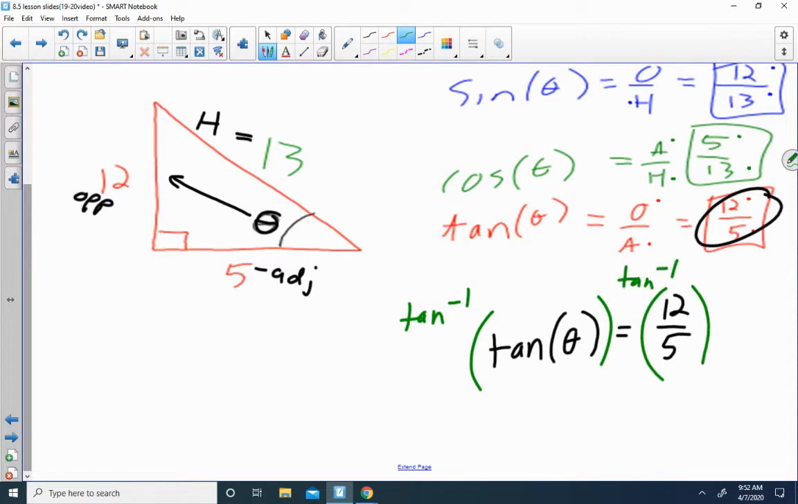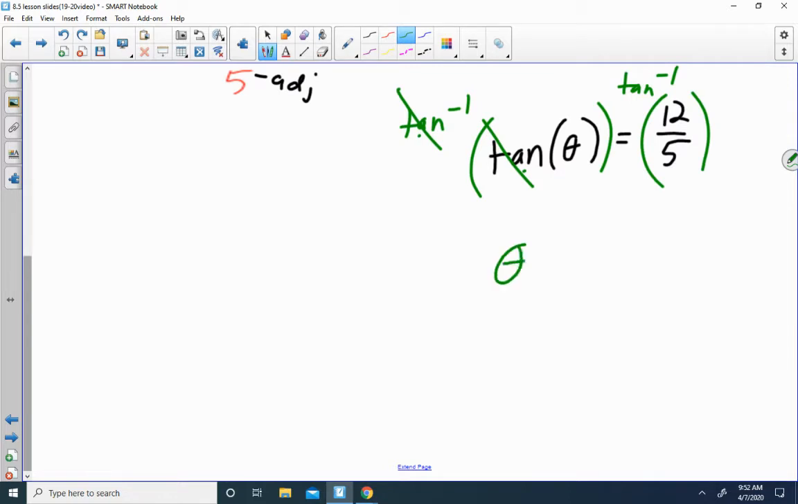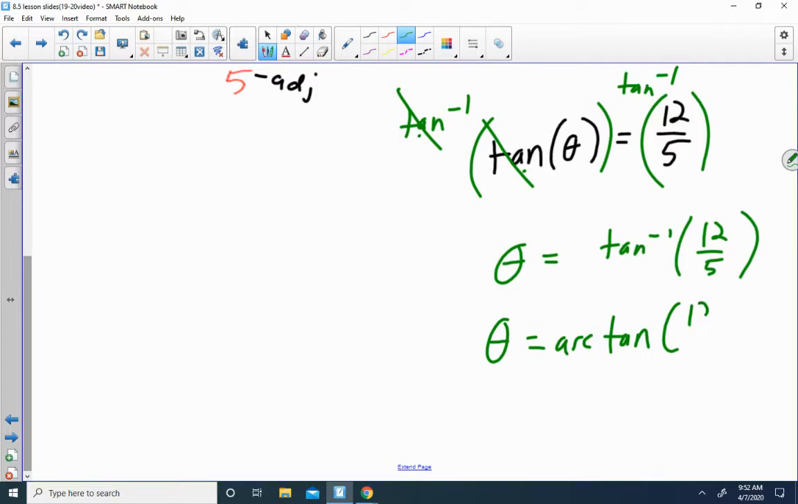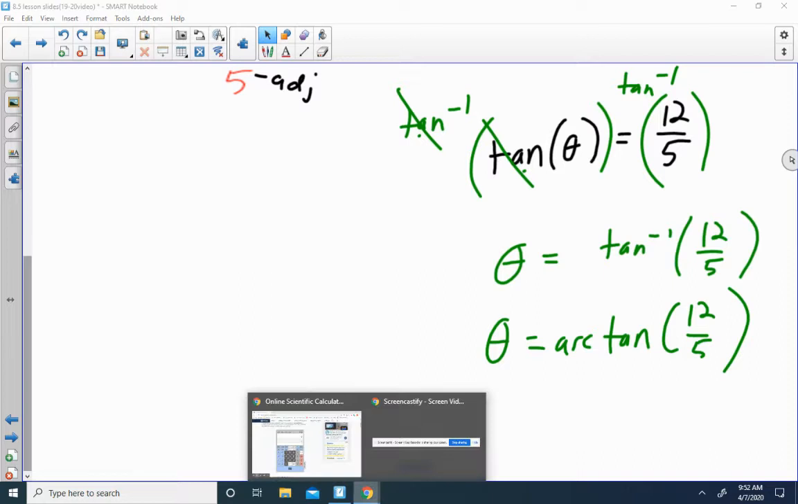And on the left side, the regular tangent and tangent inverse would cancel. And that would just leave you with theta. Now we just have to do tangent inverse of 12 divided by 5. Or more specifically, we have to do arctangent of 12 over 5. And don't worry, arctangent is exactly the same thing as tangent inverse, just written differently. So let's see what arctangent of 12 over 5 would be in our calculator.